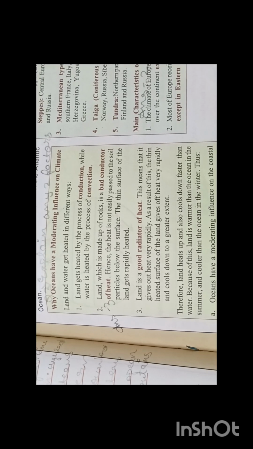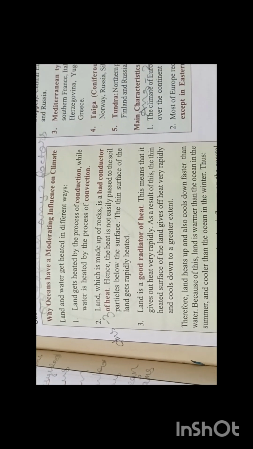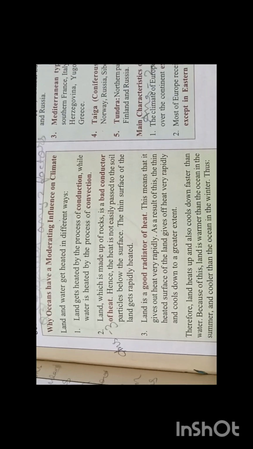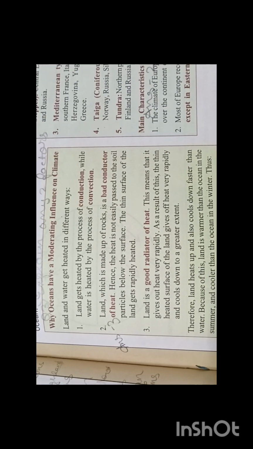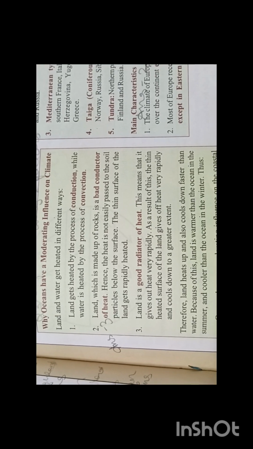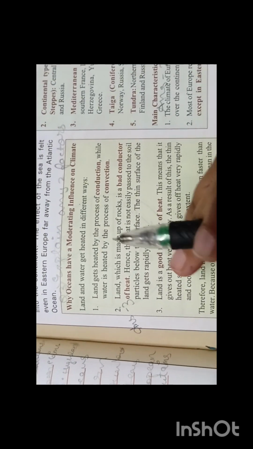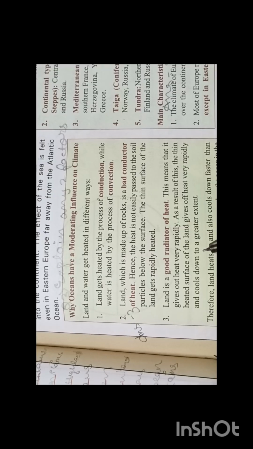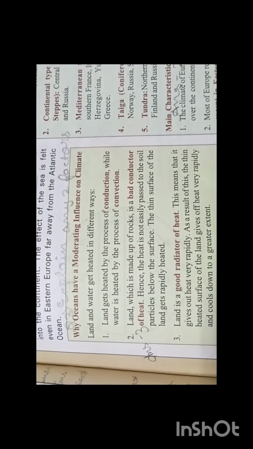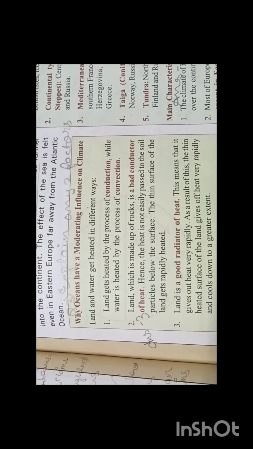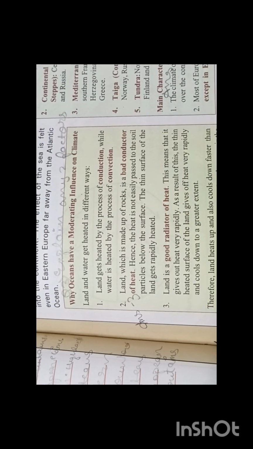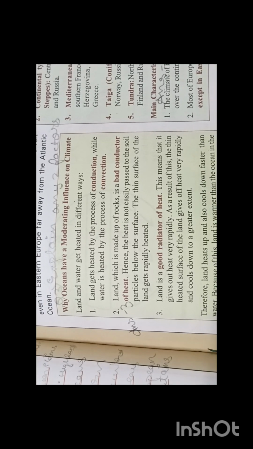Conduction, convection, easy. Then we have land, which is made up of rocks, is a bad conductor of heat. Hence, the heat is not easily passed to the soil particles below the surface. The thin surface of the land gets rapidly heated. Bad conductor of heat means it will not allow the heat to pass through it. So the land, being made up of rocks, is a bad conductor of heat.